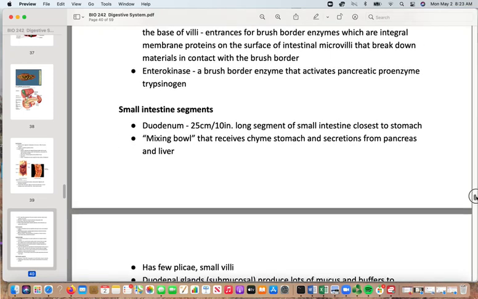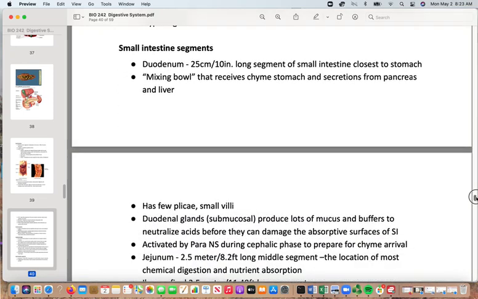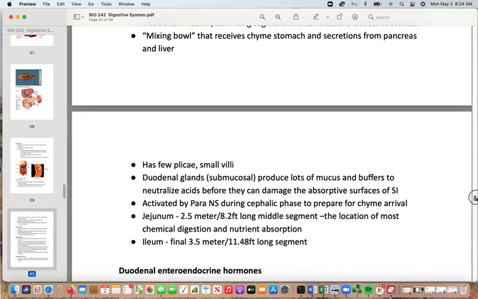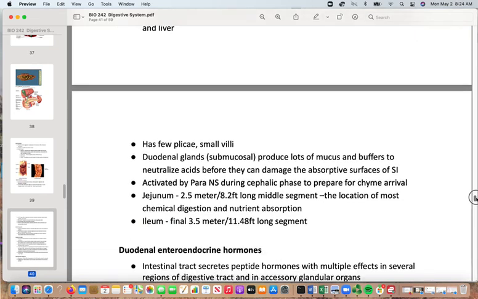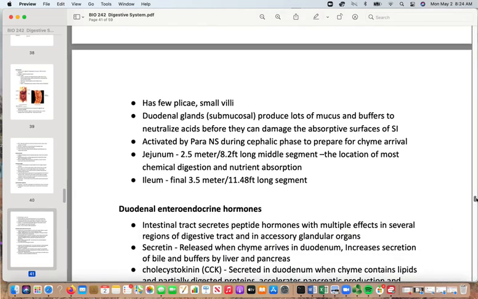So the small intestine is broken down into segments. The duodenum is 25 centimeters or about 10 inches long. That's going to be the end closest to the stomach. This is your mixing bowl area that's going to receive the chyme and secretions from the pancreas and liver. It has few plicae and small villi here. The duodenal glands are going to produce a lot of mucus and buffers to help neutralize the acidic contents from the stomach so that they don't damage the absorptive surfaces later on.